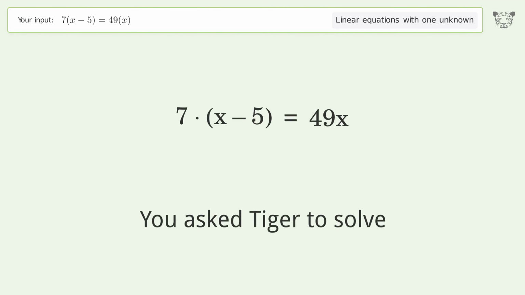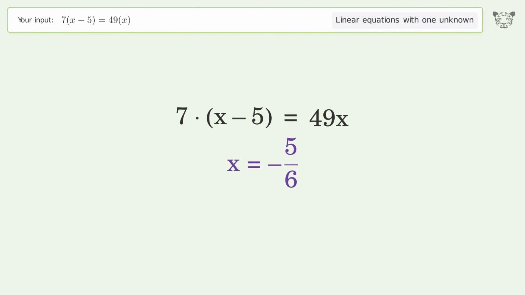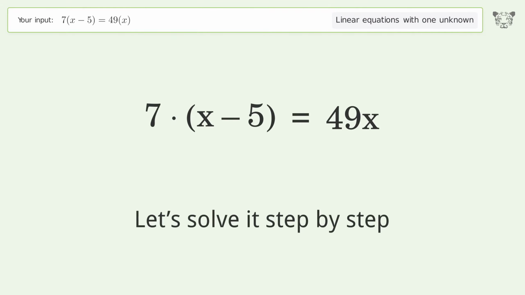You ask Tiger to solve. This deals with linear equations with one unknown. The final result is x equals -5/6. Let's solve it step by step.